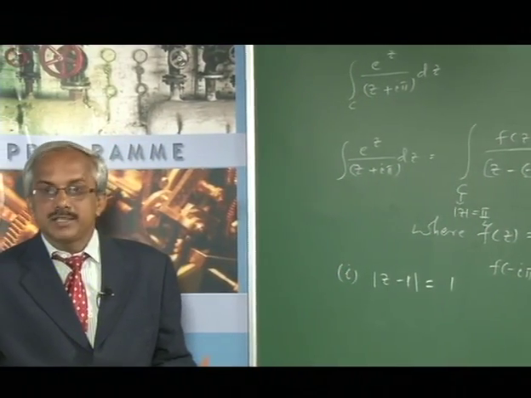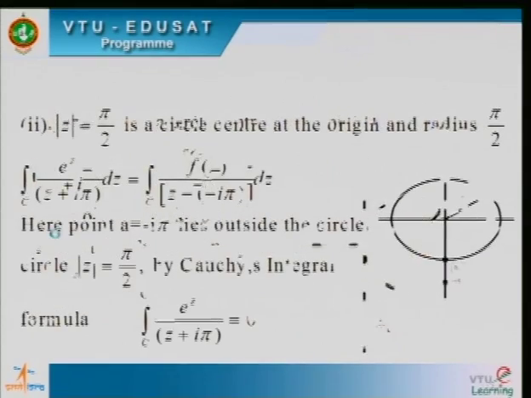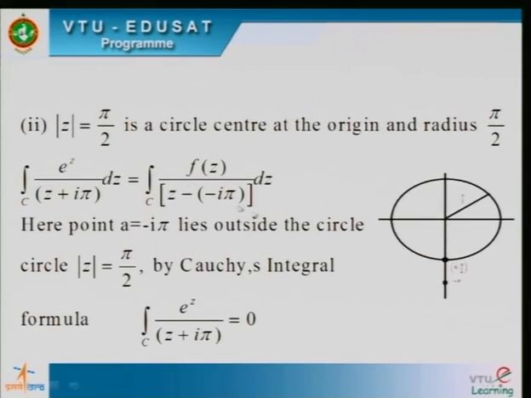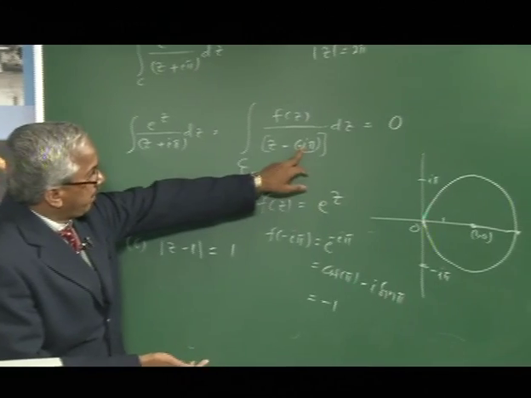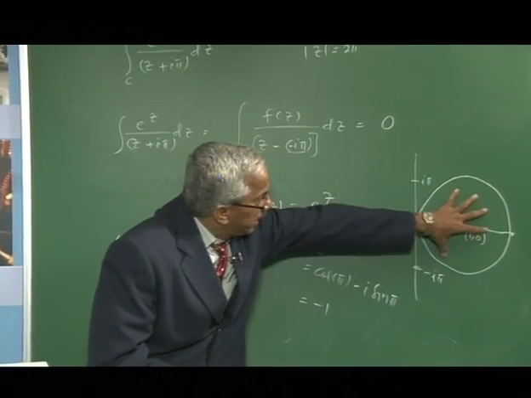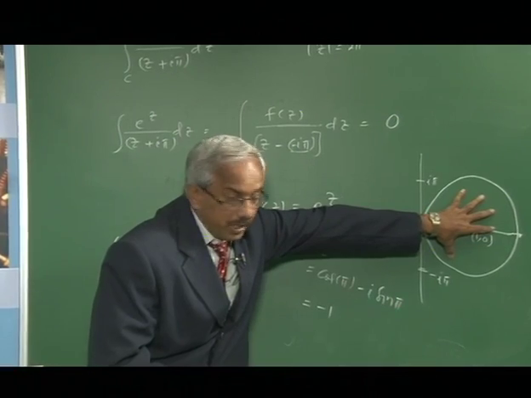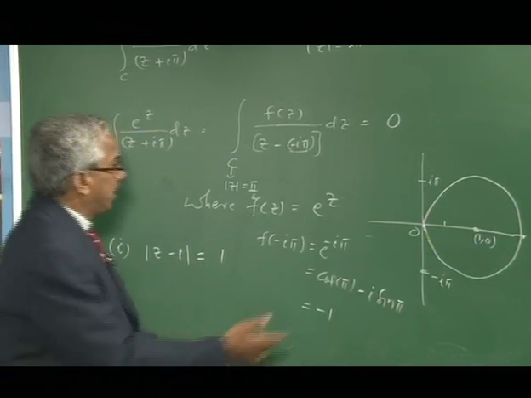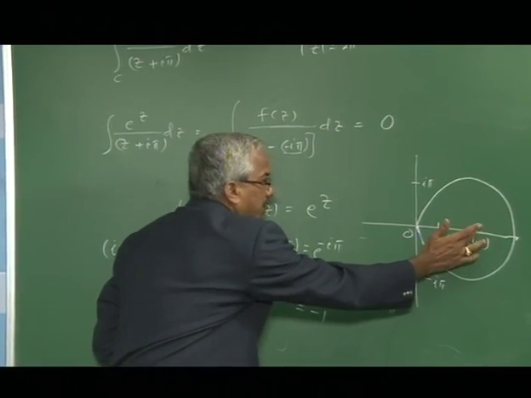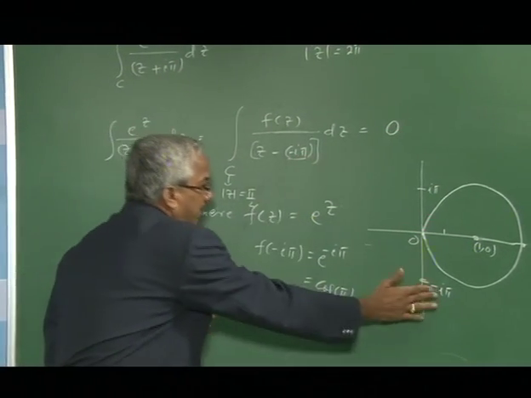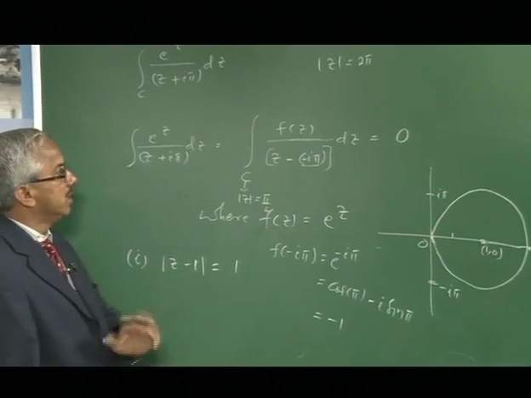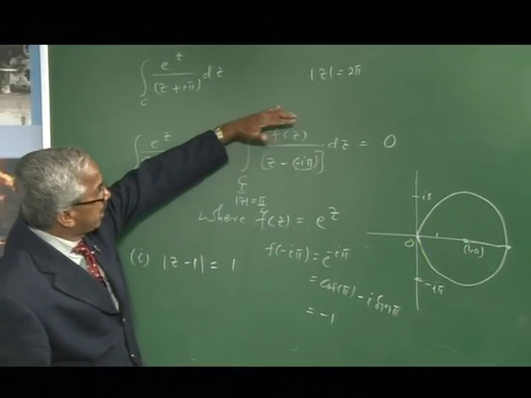Then this is also 0, we got it, and here the same argument follows, because we observe that the point minus i pi lies outside the circle |z minus 1| = 1. That means the radius is 1 and the center is at the point (1, 0). Therefore, this point lies outside this circle, and again we are using the concept of Cauchy's integral formula.